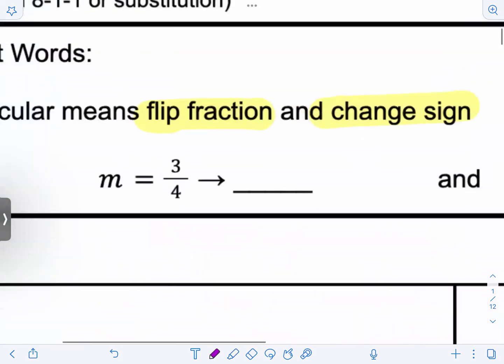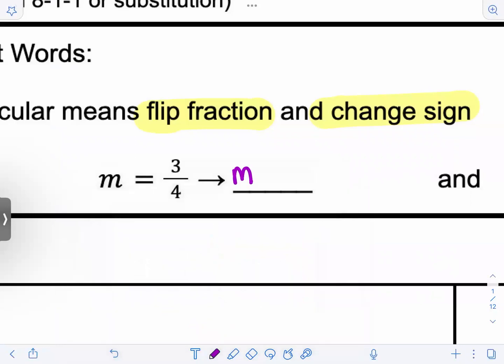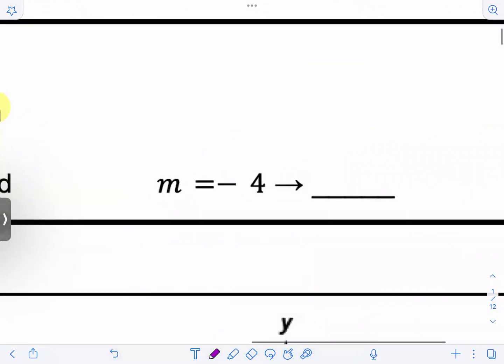So for example, when I have 3/4 right here, to get my perpendicular slope, I'm going to change the sign, and then I'm going to flip the fraction. So two things happen. I went from positive 3/4 to negative 4/3. When you have a whole number, like -4, we're going to write this as -4/1. That is going to be a perpendicular slope of positive 1/4. Of course, you're not going to see the positive there, but that is what the new slope would be.